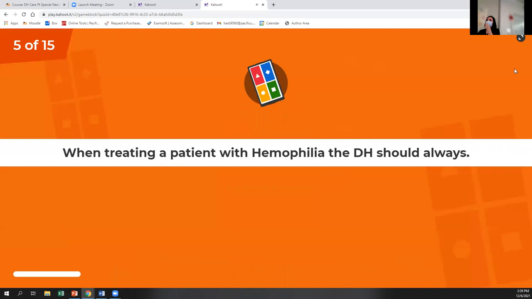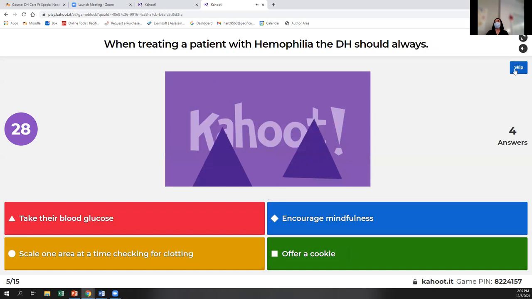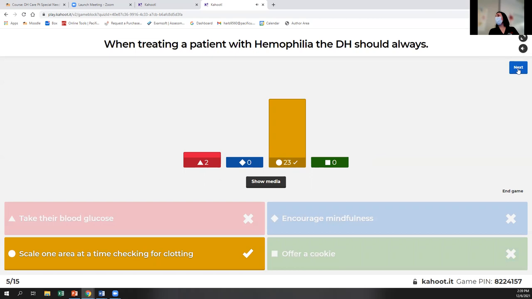When treating a patient with hemophilia, the dental hygienist should always take their blood glucose, encourage mindfulness, scale one area at a time, checking for clotting, offer a cookie. Good job. We already talked about that. You all get a cookie.